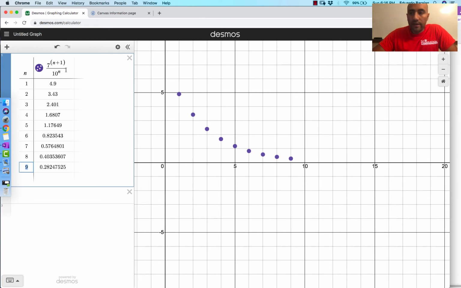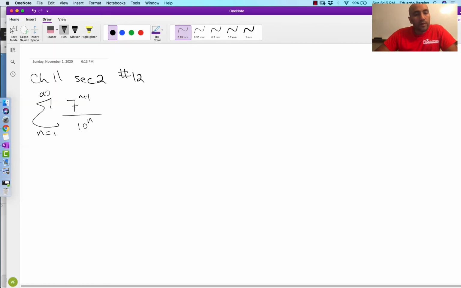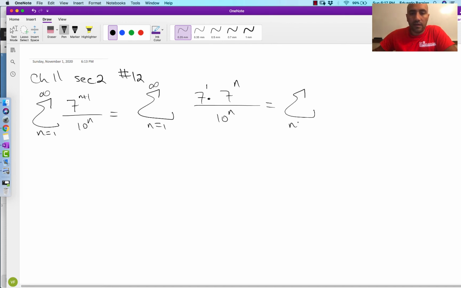And for that, I'm going to go back to this file over here, and realize that this looks an awful lot like a geometric sequence, right? So I'm going to say that this is the same thing as this, n equals 1 to infinity of 7 times 7 to the nth power divided by 10 to the nth power, right? Because I can put a little 1 there. These two combine to give me this one. And now these two can combine to say that that's the same thing as this.